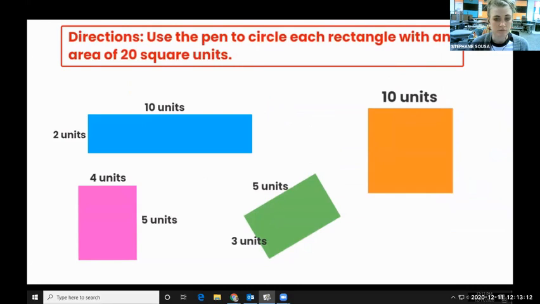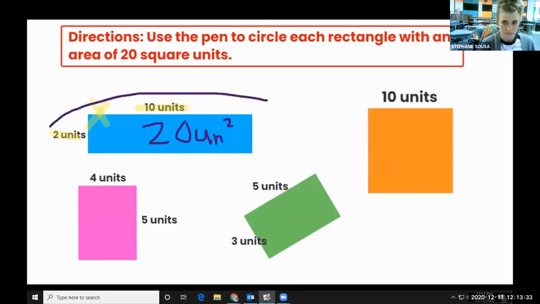We know that area is found by multiplying length times width. So for this rectangle, I can see that I have a length of 10 units times 2 units. 10 times 2 is 20. So this has an area of 20 units. So I can circle this rectangle as having an area of 20 square units. Let's check our next rectangle.